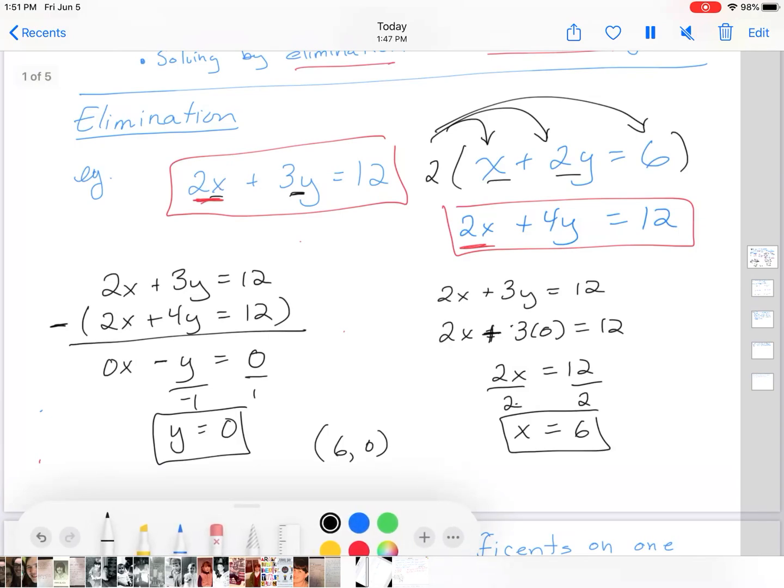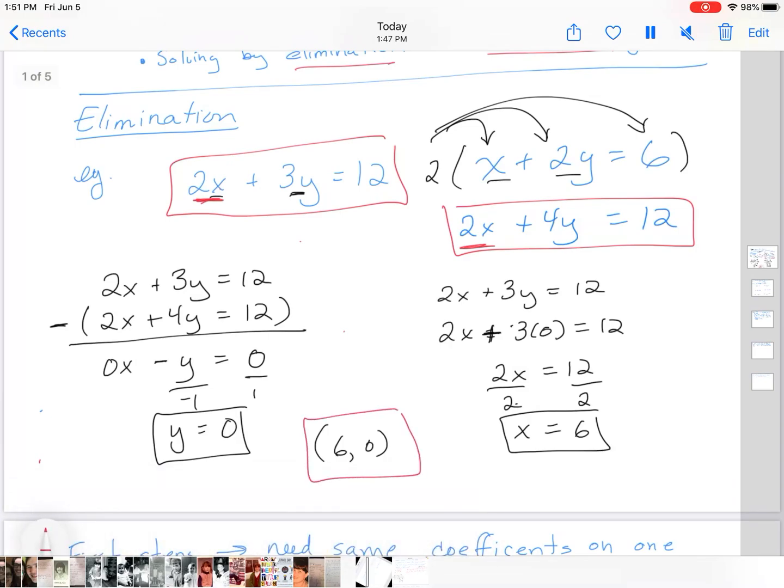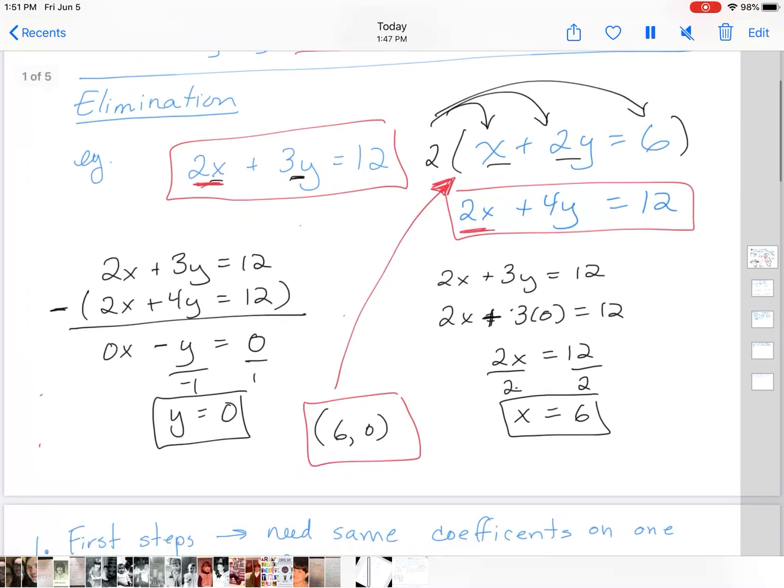So that means my solution is 6, 0. Yay. And I can take that solution and substitute it into the other equation just to check. Mentally, I can check it right now. If y equals 0, then really it's 6 plus 0 equals 6. And that's correct. It's always good to verify your answers.